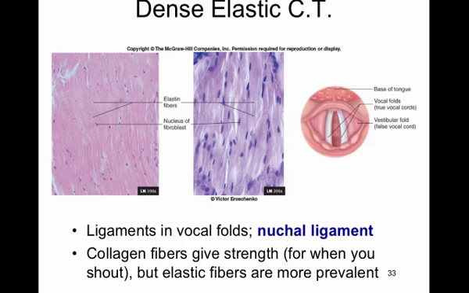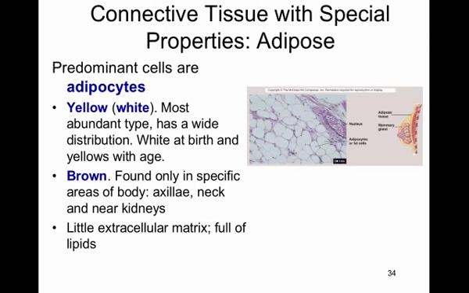Dense elastic connective tissue is found in your vocal cords, and there's the collagen fiber that gives you the strength for when you're shouting or talking very loud, but elastic fibers are more prevalent because the way vocal cords work is they vibrate, and that's what produces the sound waves. So it has to be elastic to move back and forth. That is a picture of your vocal cords, the type of tissue there. And then adipose tissue, the predominant cells are adipocytes.